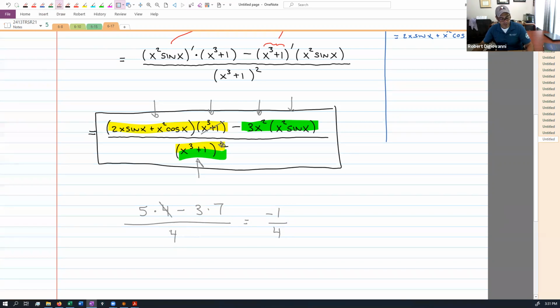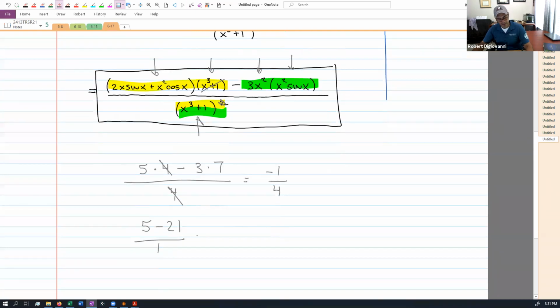But if I cancel these, then I get what on top? 5 take away 21/1 because it went away. So I get like -16. Something's wrong here. I'm just showing you that when I was an algebra student, I always tried to convince myself of things by putting numbers in for things and seeing if it came out right.